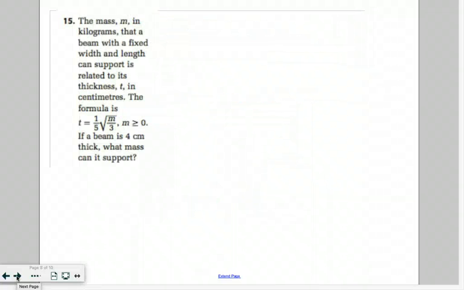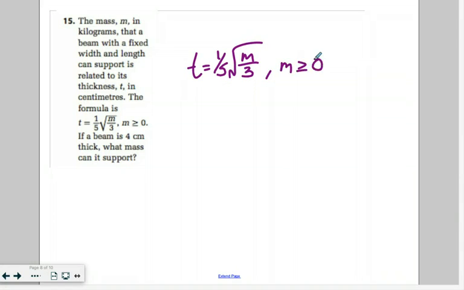All right, let's look at a slightly different one where the radical is in the equation. The mass, m in kilograms, that a beam with a fixed width and length can support is related to its thickness, t, in centimeters. The formula is t is equal to 1/5 times the square root of m over 3, where m has to be greater than 0, which makes sense because it's under our square root, so it needs to be positive. Also, the mass would obviously need to be something if it has a certain thickness. Okay? If a beam is 4 centimeters thick, what mass can it support?